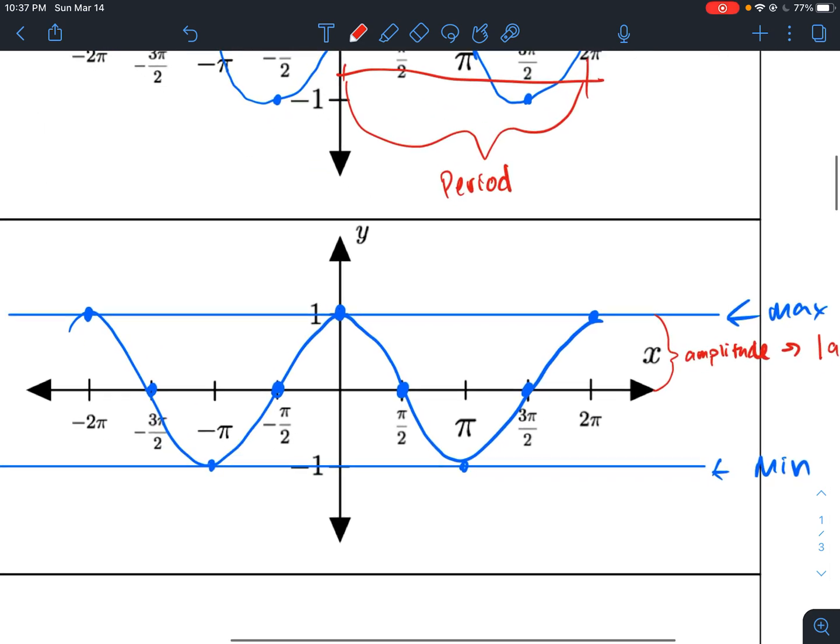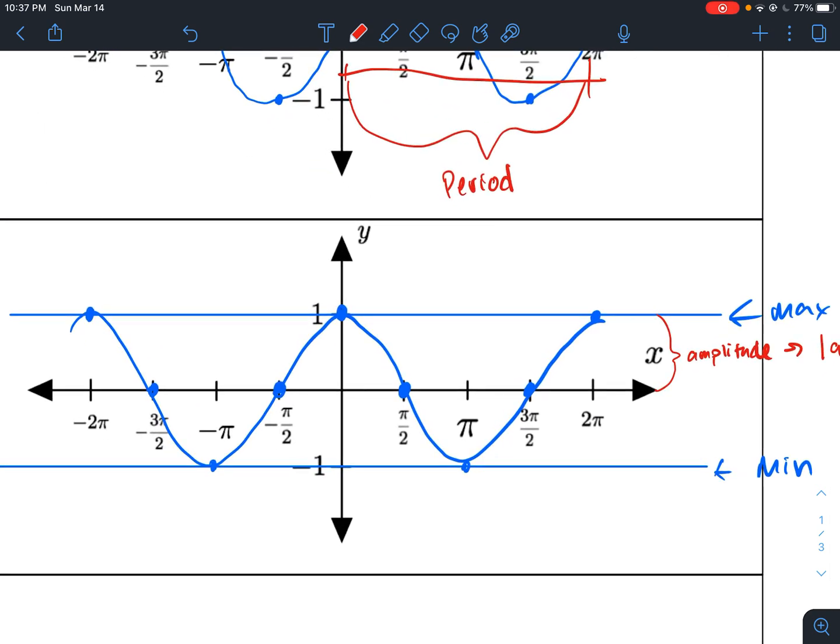For the cosine, it's also 2 pi, it just starts differently. So here it starts up at the 1. Now to go through one full cycle, it has to go down and up again. And so right here, this is your period, and you can see here it goes from 0 to 2 pi until it starts over again. So for this particular function, the period of cosine and period of sine is 2 pi. So that is what you call the period of the function.